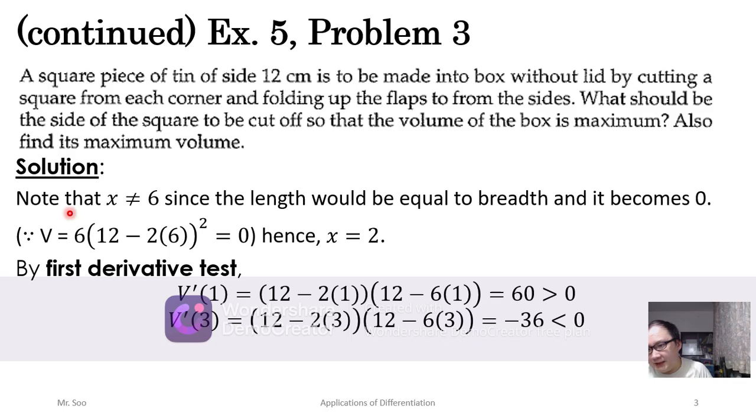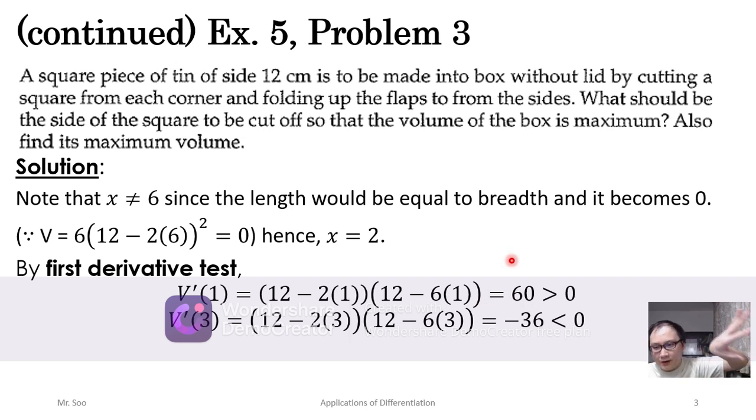Using the first derivative test, you test the left and right of the stationary point. To the left of 2, you pick any value. Here I pick 1. Then you sub it into your first derivative function, or your gradient function, which is dV/dx or V prime x. You get a positive value, 60.